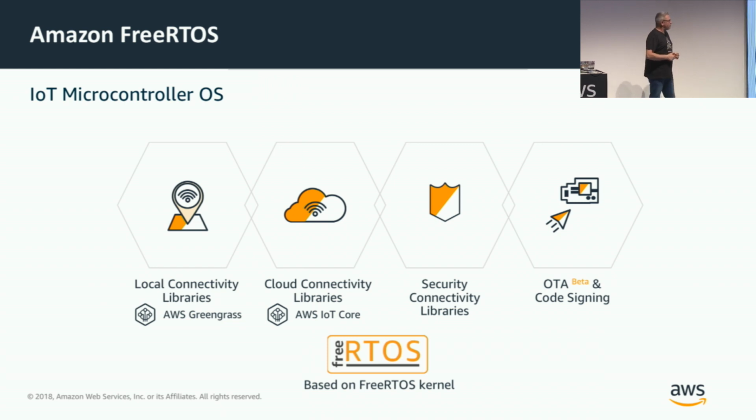And you can take FreeRTOS and deploy it into your microcontrollers. And it will get you, out of the box, local connectivity libraries into AWS Greengrass. So now connecting a tiny device into Greengrass will be one or two liners. Same goes for cloud connectivity, connecting directly from those microcontrollers into the cloud. So in some cases, I don't need Greengrass. I have good connectivity. I don't have power issues. I can connect it directly to the cloud.